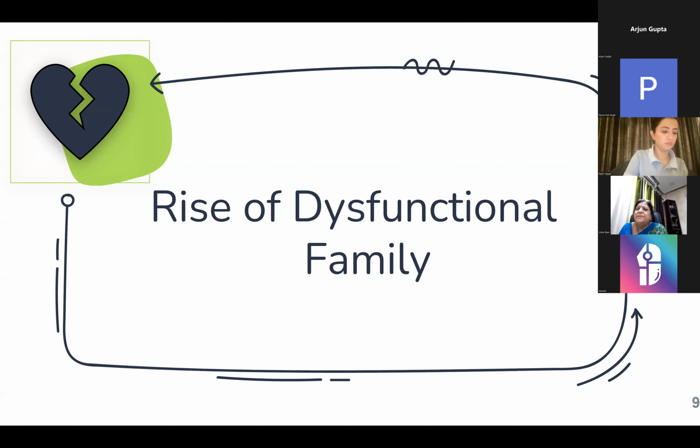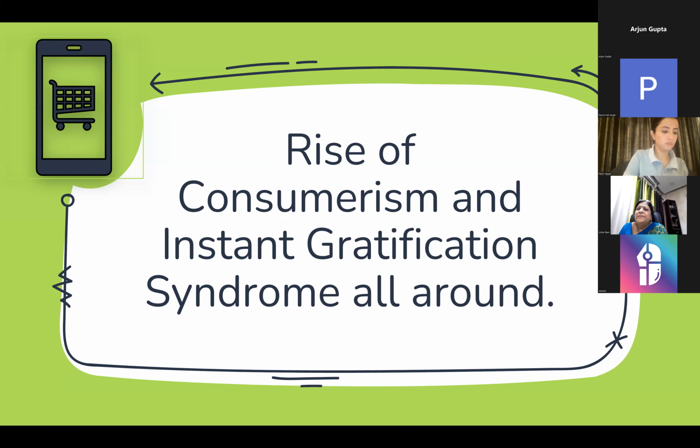There's a rise of dysfunctional families also. That's because of, again, stress, disputes, and a lot of other issues prevalent in society. Then the rise of consumerism and instant gratification syndrome all around. There is so much consumerism. People want things because they are being shown them, so everybody wants to gratify that. That instant gratification syndrome has really risen a lot.